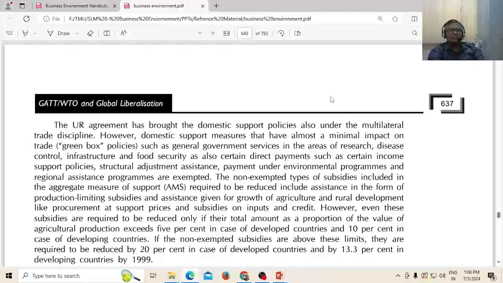However, even these subsidies are required to be reduced only if the total amount, or as a portion of the value of the agricultural production, exceeds 5% in the case of developed countries and 10% in the case of developing countries. If the non-exempted subsidies are above these limits, they are required to be reduced by 20% in the case of developed countries and by 13.3% in the case of developing countries by the year 1999.